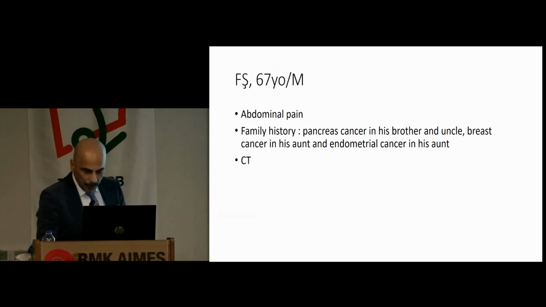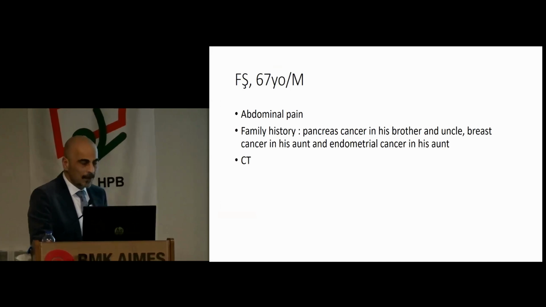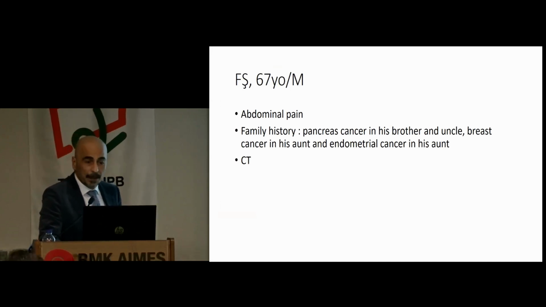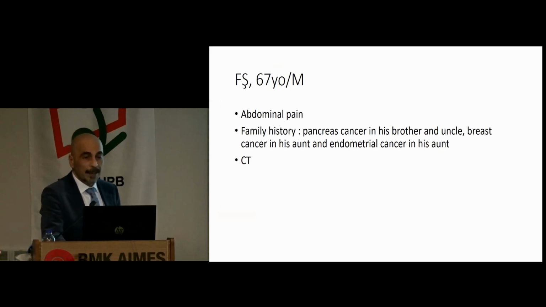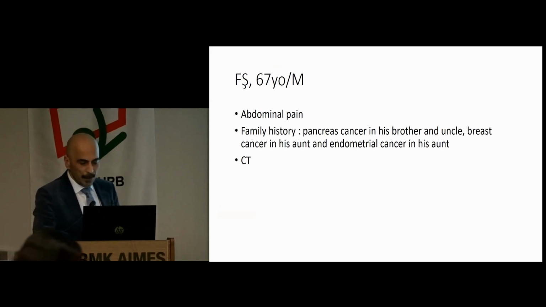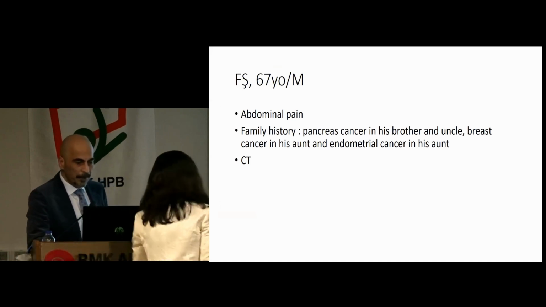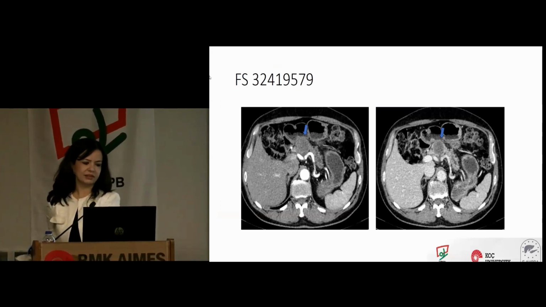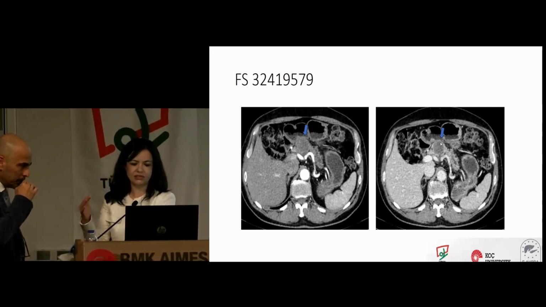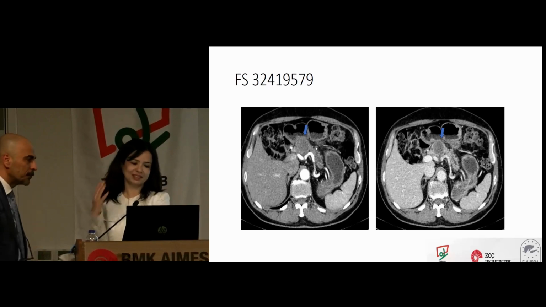Okay, this is the third case. A 67-year-old male, abdominal pain was the complaint. He had a history of pancreatic cancer in his brother, and breast cancer in his uncle's wife, and endometrial cancer in another aunt. With the computed tomography, you can see on the left side the arterial phase and on the right side the venous phase images. There is a really demarcated lesion at the proximal body of the pancreas. It is around 3.5 centimeters.